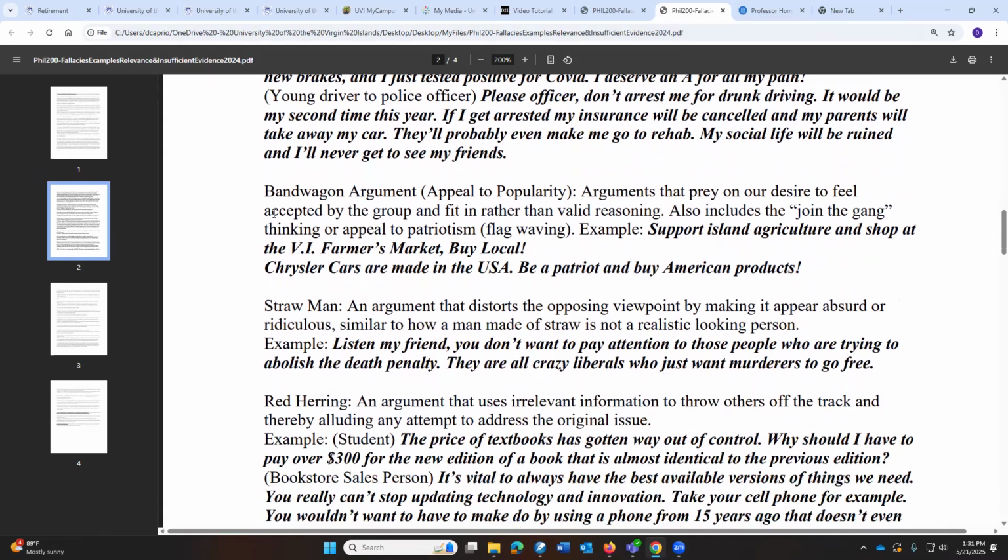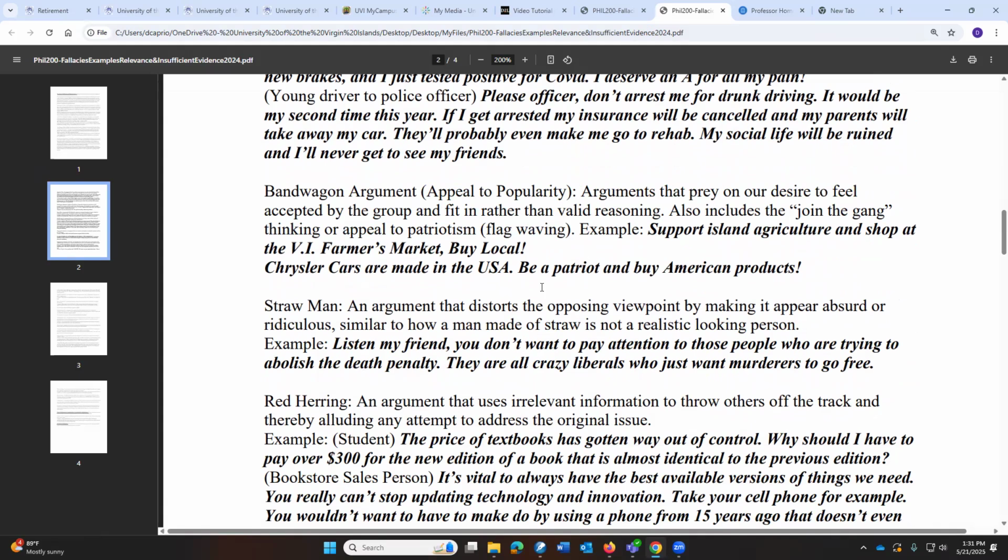Then we have the bandwagon argument, the appeal to popularity, jumping on the bandwagon. This is an argument that preys on a desire to feel accepted by a group and fit in rather than the good reasoning behind it. It also includes things like join the gang or appeal to patriotism, that flag waving when we get emotionally involved in being patriotic to support a cause.